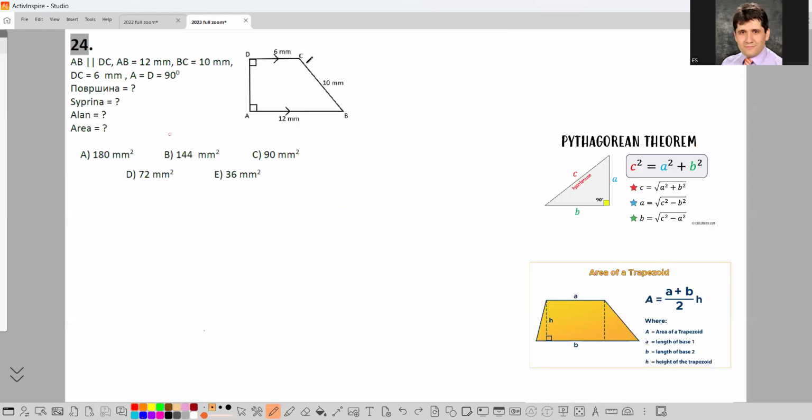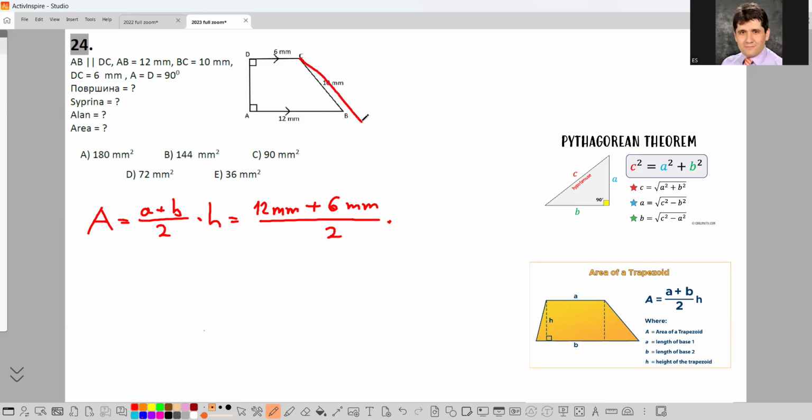We have an expression like this, where it says that A and B are parallel. AB is 12 millimeters, BC is 10 millimeters, DC is 6. The angle here is 90 degrees. We are looking for the area. How do we find the area of a trapezoid? So the area is base 1, let's call it A, plus base 2, let's call it B, over 2 times height. Now we know base 1, that is 12 millimeters, plus the other base is 6 millimeters, over 2, but now times height.